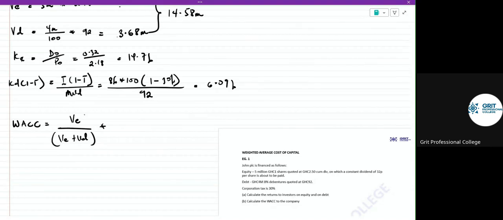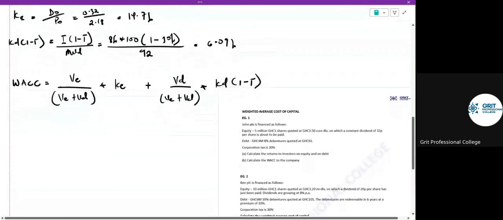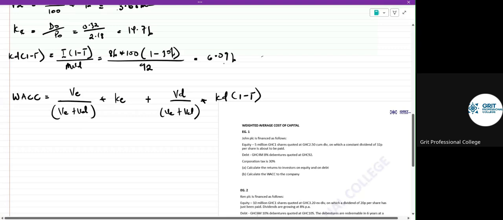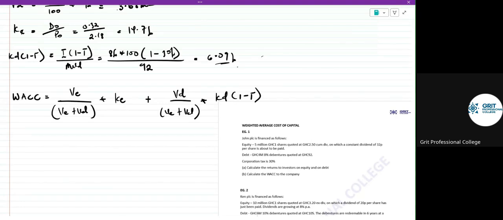So since this is the weight of equity, we multiply this by the cost of equity. Then plus VD over VE plus VD. Then we multiply this by KD 1 minus T. Remember, it is what we have just gotten here. That is what we are going to fix over here. You don't have to deduct 1 minus T again from this.